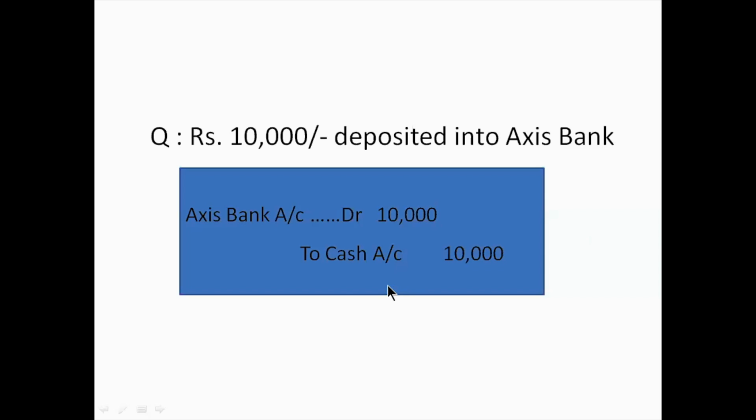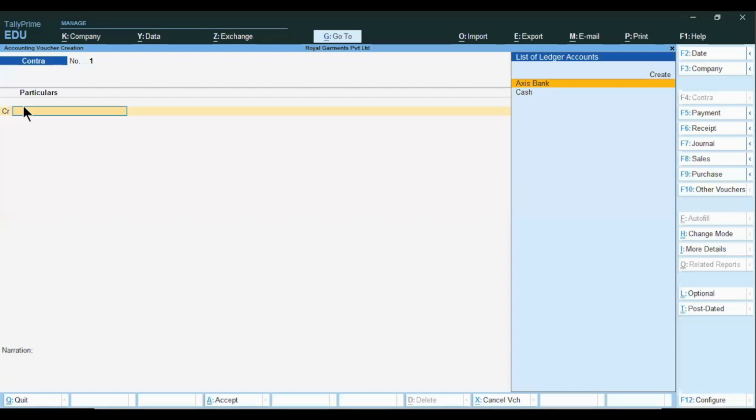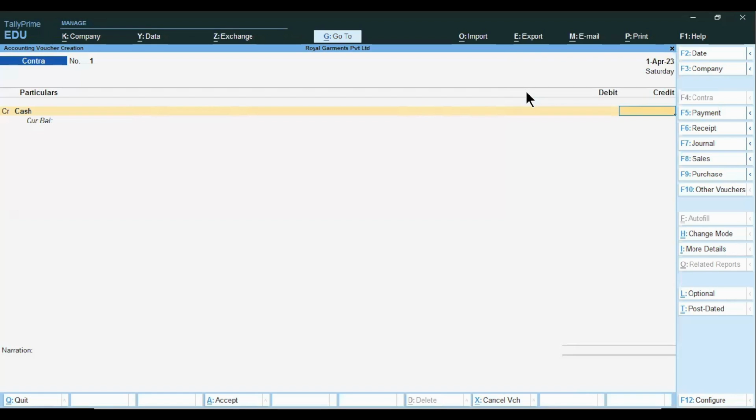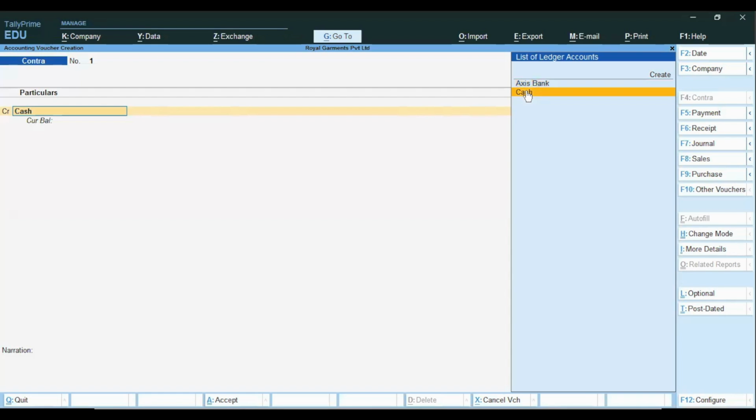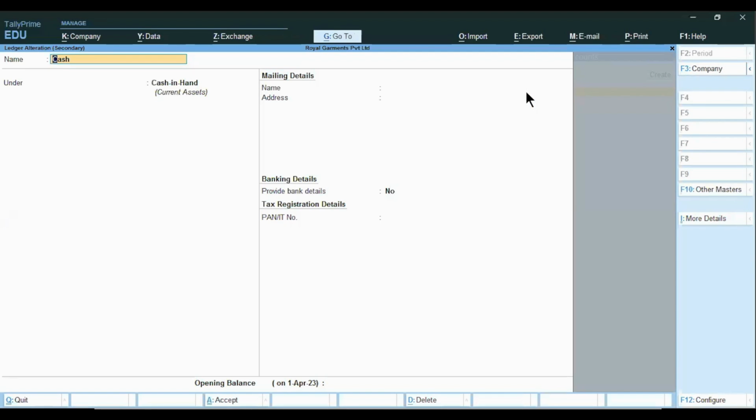So in our example, to the credit side, we have cash ledger. So we will select the cash ledger. As we know, cash ledger is a default ledger that we have. So this cash ledger, enter. And suppose I would like to first give opening balance for cash. What I will do, I will select that cash ledger and press Ctrl and Enter from my keyboard so that I can enter the opening balance.